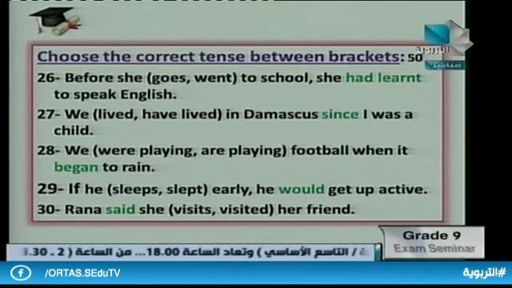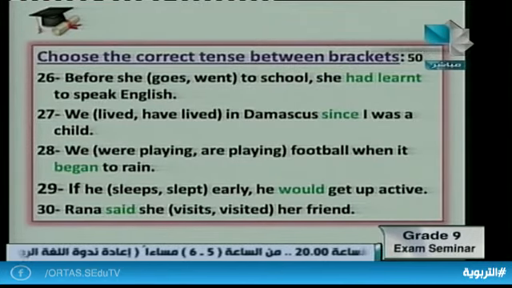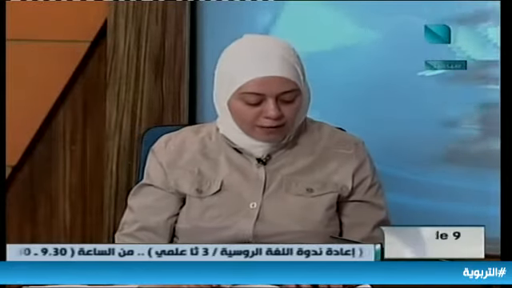Reported: Rana said she visited her friend. Said is in the past, that means visited. After said, you are going to have simple past. Maybe past participle is not mentioned in the ninth grade? No, so simple past, always simple past after said and told. Thanks a lot, Mrs. Suhair.